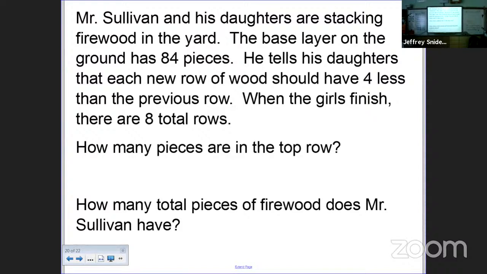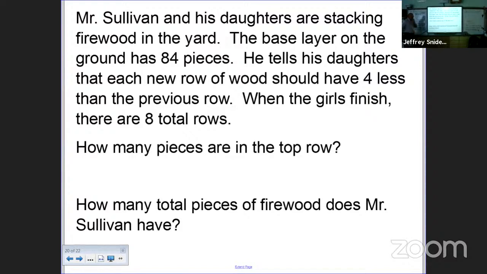Mr. Sullivan and his daughters are stacking firewood in the yard. The base layer, that's the layer on the ground, has 84 pieces. He tells his daughters that each new row of wood should have 4 less than the previous row. When the girls finish, there are 8 total rows. How many pieces are in the top row? And how many total pieces of firewood does Mr. Sullivan have? So what type, first of all, when you read this, you should immediately be able to identify it as either arithmetic or geometric.